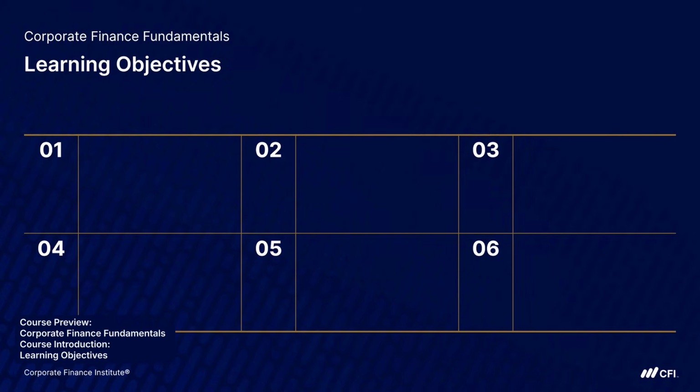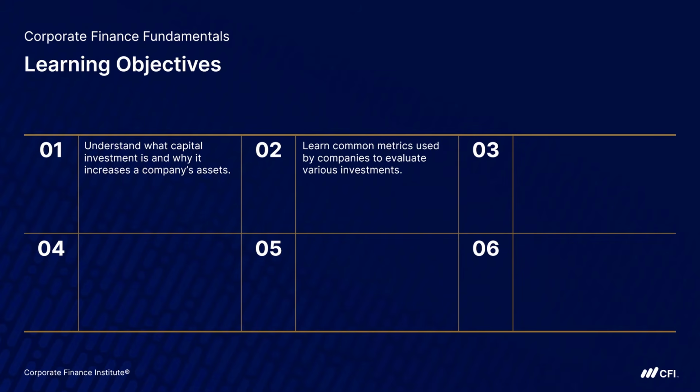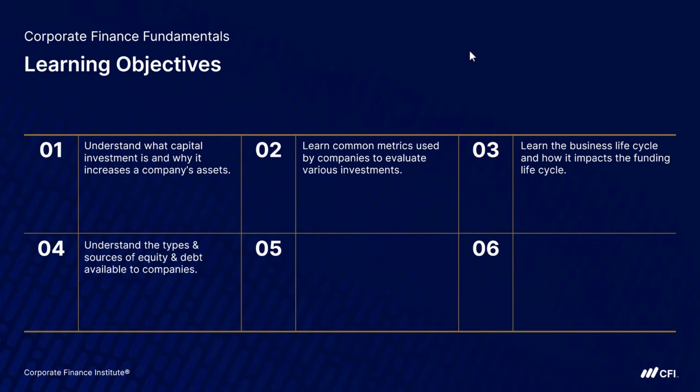So let's quickly discuss the learning objectives for this course. First of all, we want to make sure that we understand exactly what capital investment is and why it increases a company's assets. Secondly, we want to learn the common metrics that companies use in order to evaluate various investments. We also need to understand the business life cycle and how that lines up and impacts the funding life cycle of an organization. When we talk about capital financing, we need to understand the different types and sources of equity and debt that are available to companies.